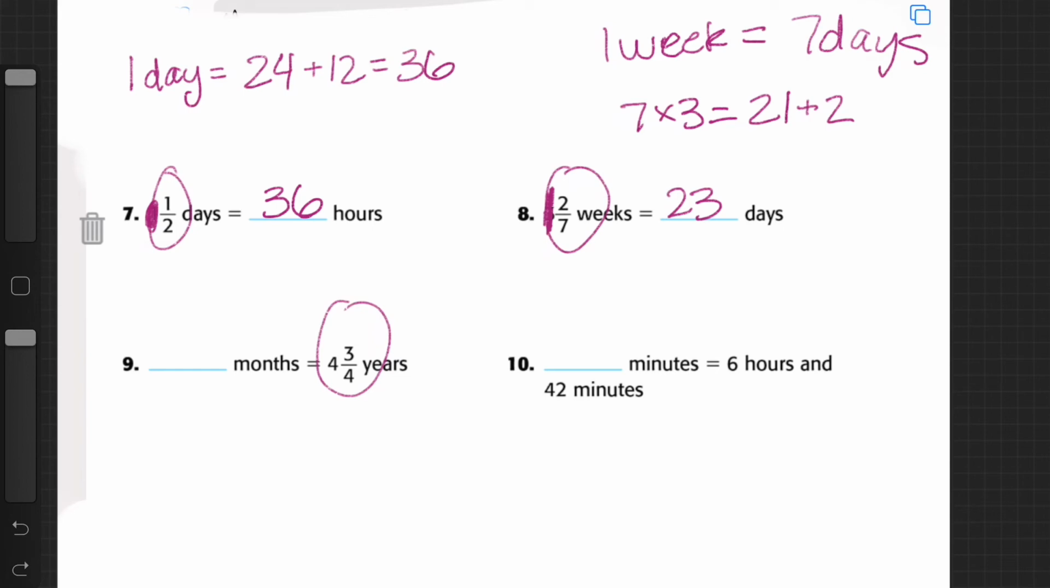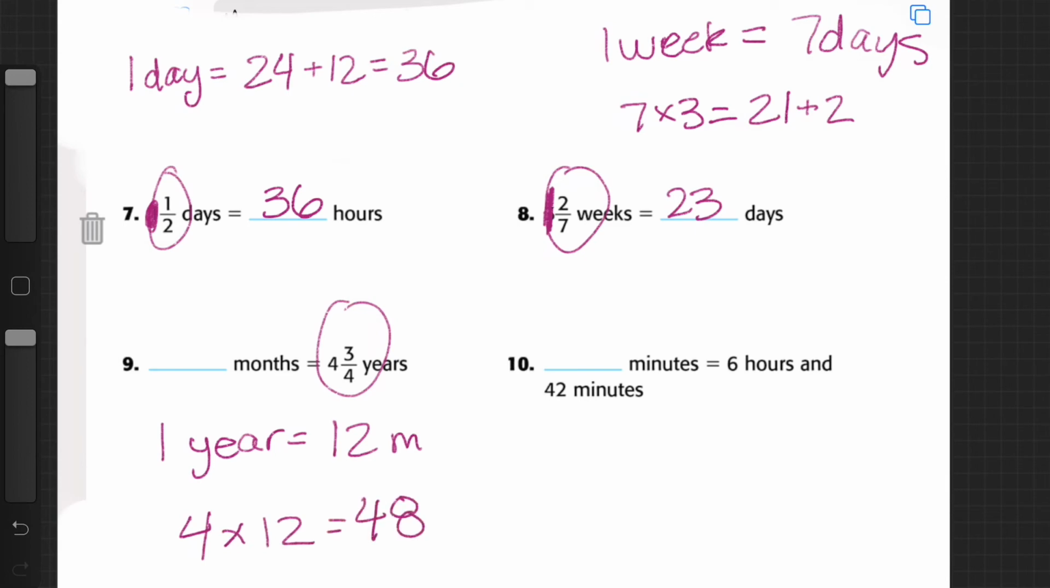All right, start by looking at how many months are in 1 year. So in 1 year, there are 12 months. So in 4 years, we could either do 12 plus 12 plus 12 plus 12, 4 times added, or we can do 4 times 12. So 4 times 12 is 48.